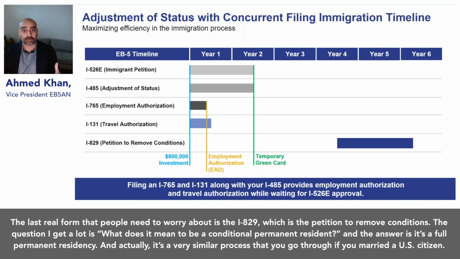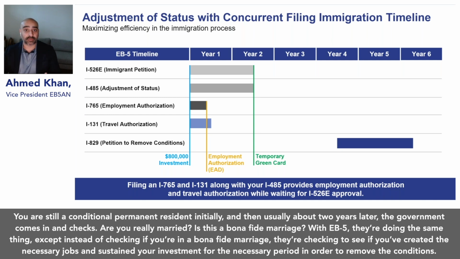The last real form that people need to worry about is the I-829, which is the petition to remove conditions. The question I get a lot is, what does it mean to be a conditional permanent resident? And the answer is, it's a full permanent residency. And actually, it's a very similar process that you go through if you married a US citizen. You are still a conditional permanent resident initially, and then usually about 2 years later, the government comes in and checks, are you really married? Is this a bona fide marriage?